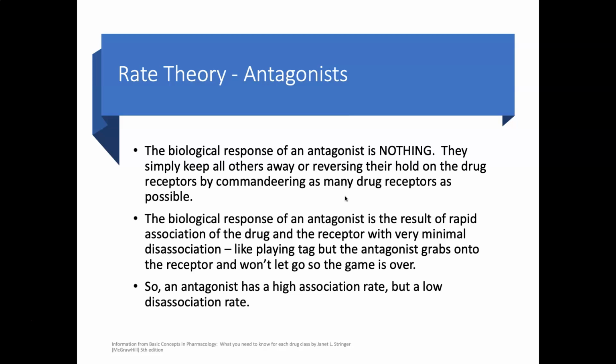And it isn't until the person who's tagging all the time decides to go away that it ends. Whereas with an antagonist, instead of just tapping, they grab and hold on. And that receptor just stands there. While that antagonist is grabbing onto it, game over, because you can't do anything. So an antagonist has a high association rate but a low dissociation rate. Once they connect, that's why they're called blockers, they hang on and they block and they block and they block.